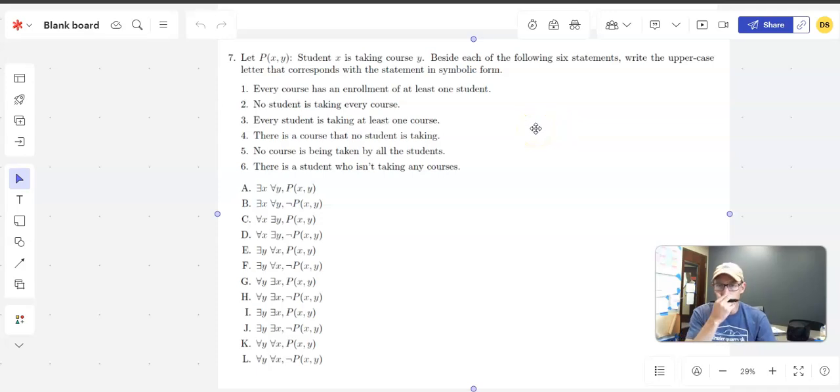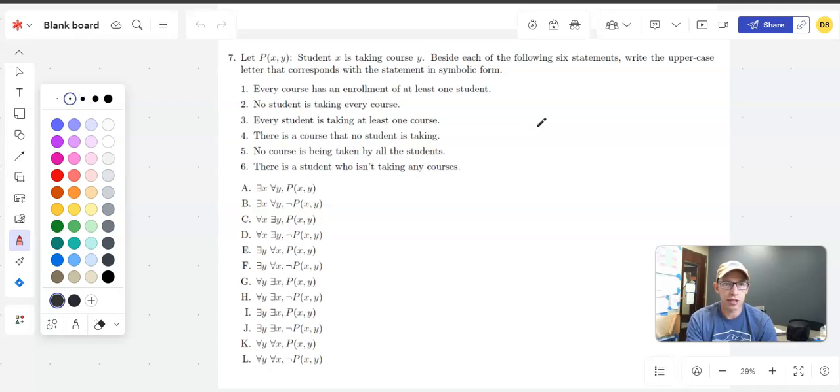All right, nested quantifiers. Let's go through these. Again, another option of doing these yourself is starting with the symbols and translating each of these to words first and then doing the matching. That will take a bit longer, but it'll also probably be a little easier. I'm going to go straight from the statements, rearranging until it fits the pattern of one of these symbols. So first one, every course has an enrollment of at least one student.